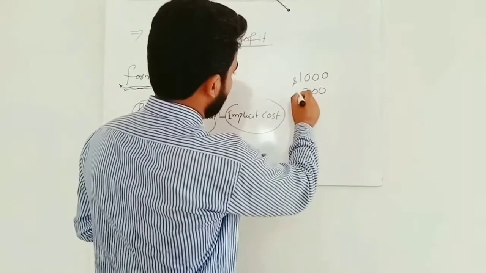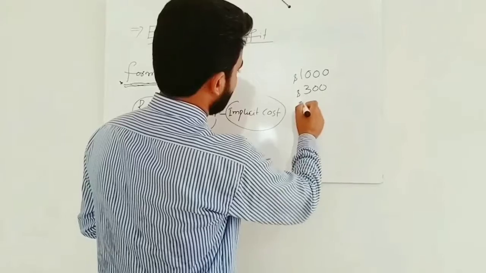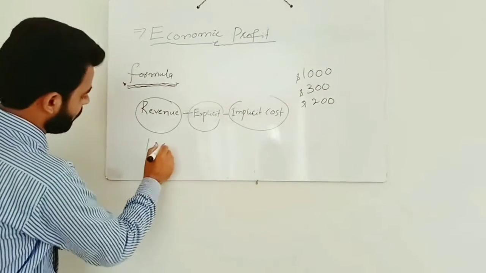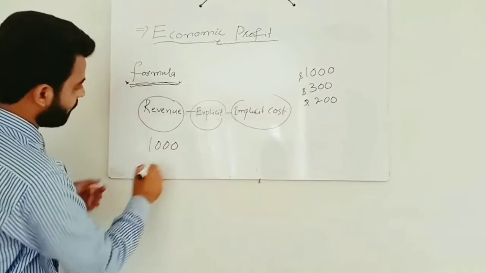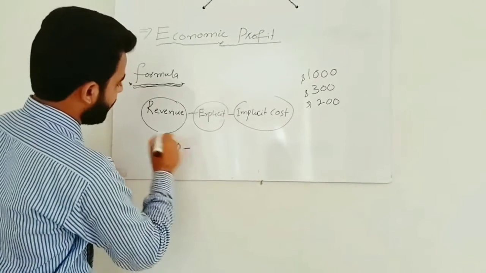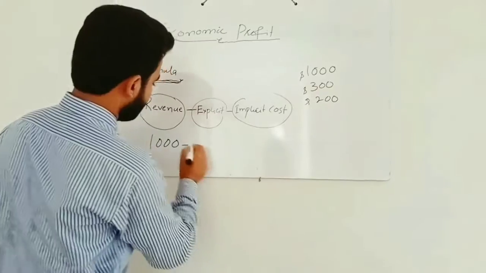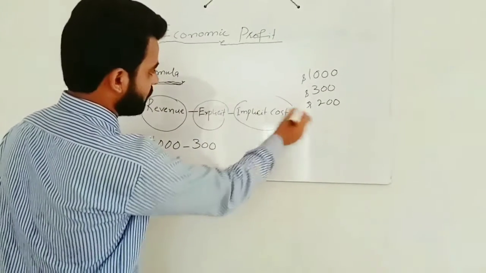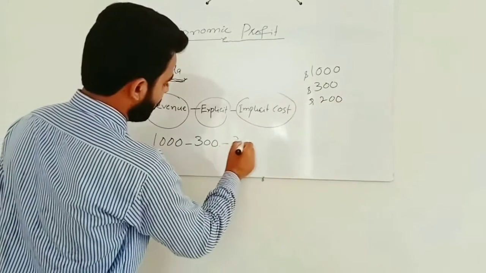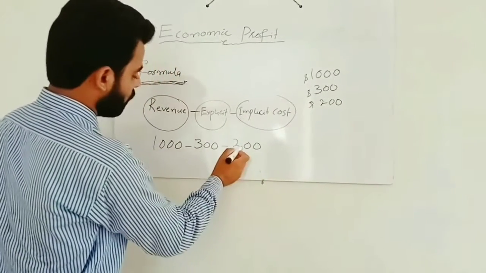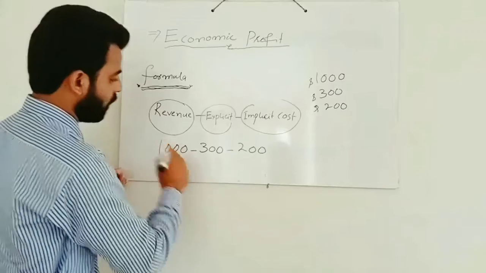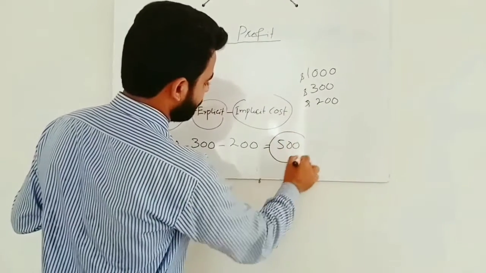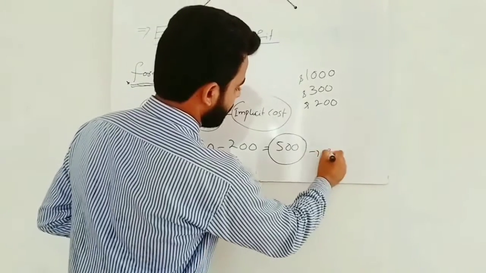300 is explicit cost and 200 is implicit cost. When we deduct, so 1000 is our revenue and we have to deduct the explicit cost, that is 300, as well as we have to also deduct the implicit cost, that is 200. So when we deduct the 200 as well as 300 from 1000, the answer will come 500. Now the 500 will be our economic profit.